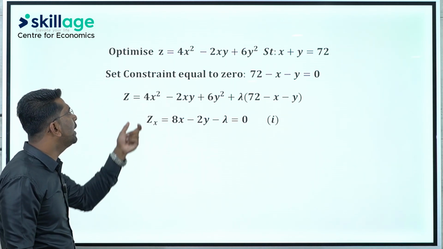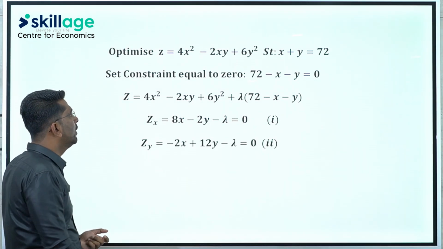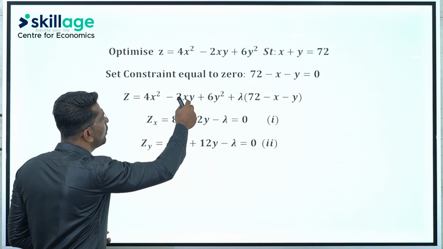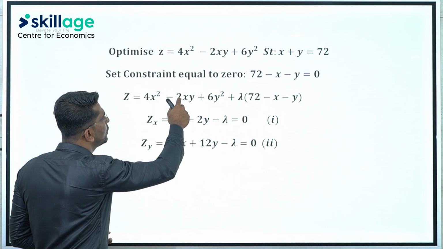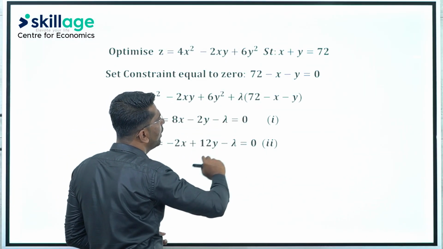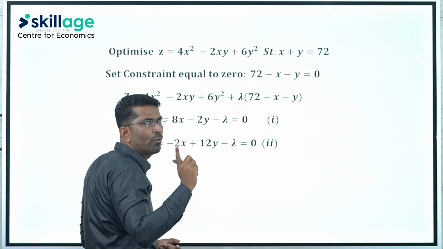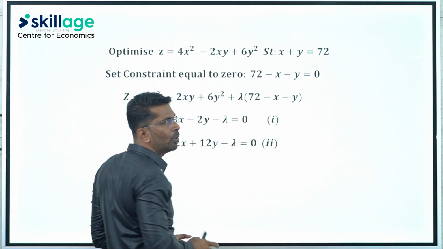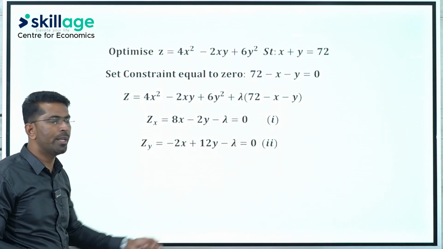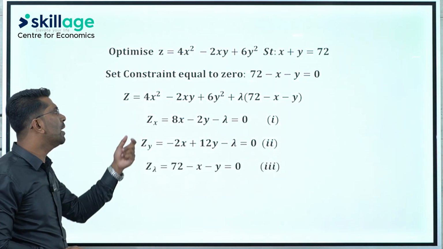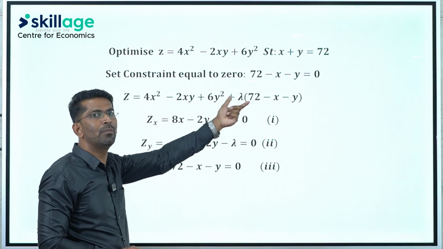Now, we are going to take the partial derivative with respect to y. Here we have the y term, keeping the x term constant, the derivative of y is equal to 1, so it will be minus 2x. Then we have the 6y squared term, whose derivative is 12y. Then here we have minus y, the derivative of minus y is minus 1, multiplied with lambda, which is equal to minus lambda, equating with 0, and this is denoted as equation number 2.